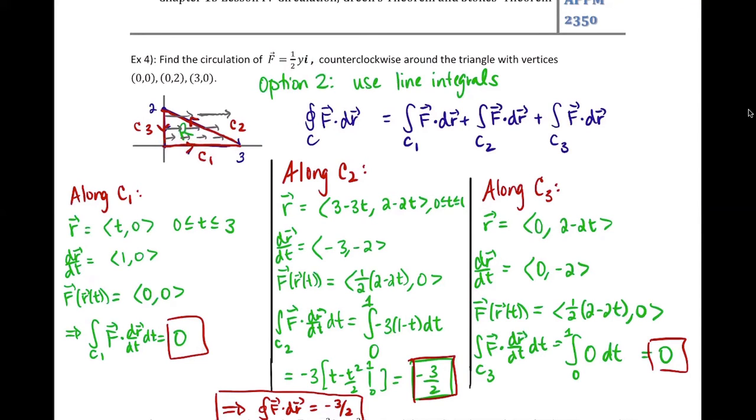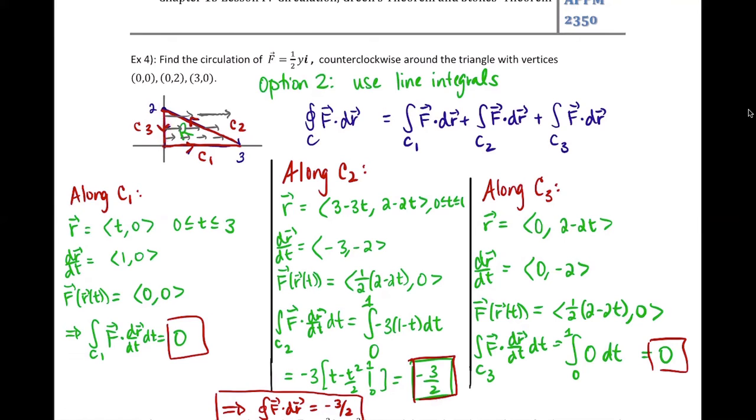And then along C2, I need to parameterize. So one way I could parameterize, starting at the point (3, 0) and ending at (0, 2), is to parameterize like this. And then I find my velocity and I take the dot product between my vector field and the velocity to get this -3/2.